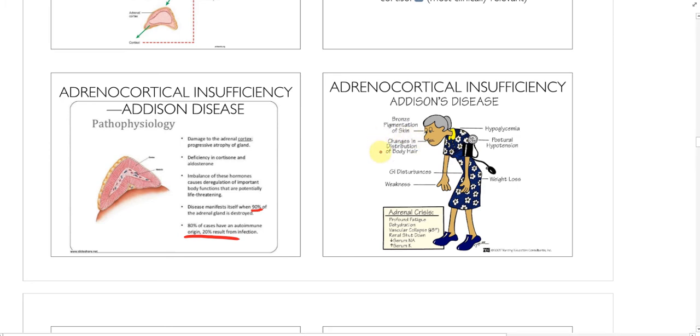We may see changes in distribution of body hair. So, for example, in women, they may get this fancy little thin mustache. Because cortisol is important for gluconeogenesis, we may experience hypoglycemia without it. May experience postural hypotension, weight loss, GI disturbances, weakness.